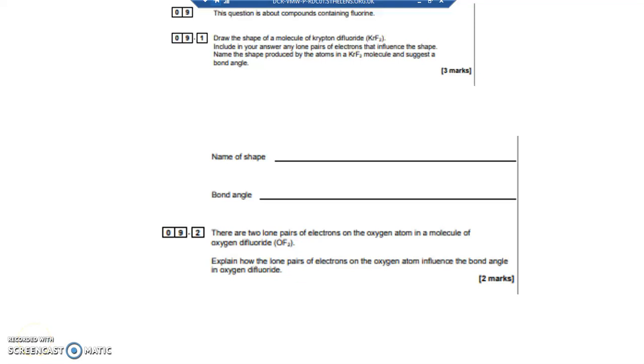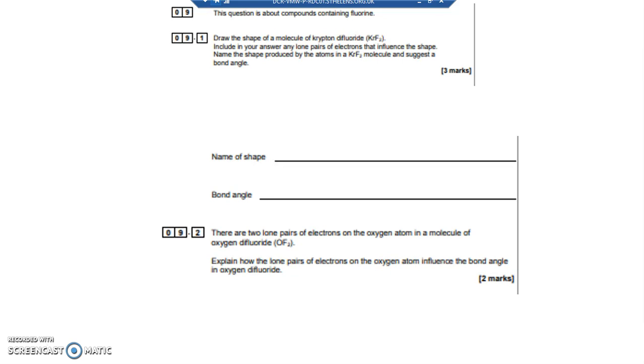Question 9. This question is about compounds containing fluorine. Now I've got a shape of a molecule, krypton difluoride, KrF2. It wants the shape produced by KrF2 and suggesting a bond angle. Now krypton is in group 0, group 8.